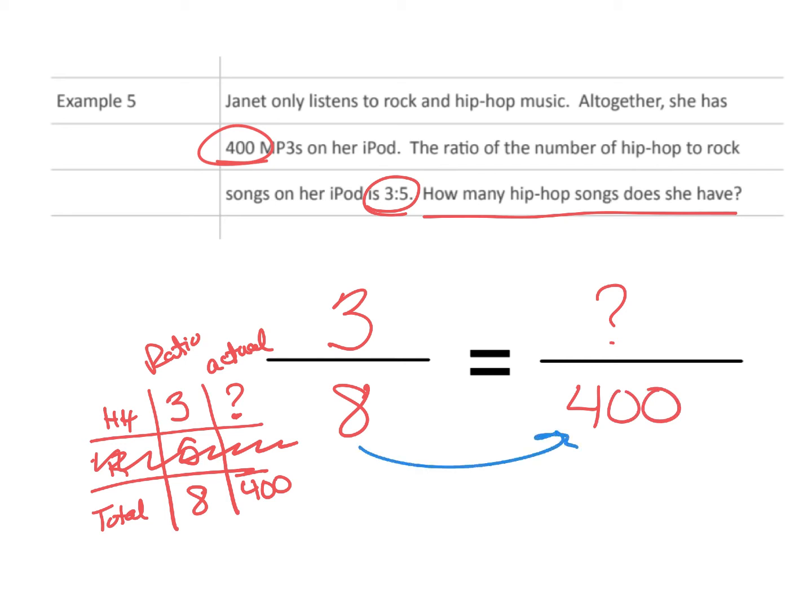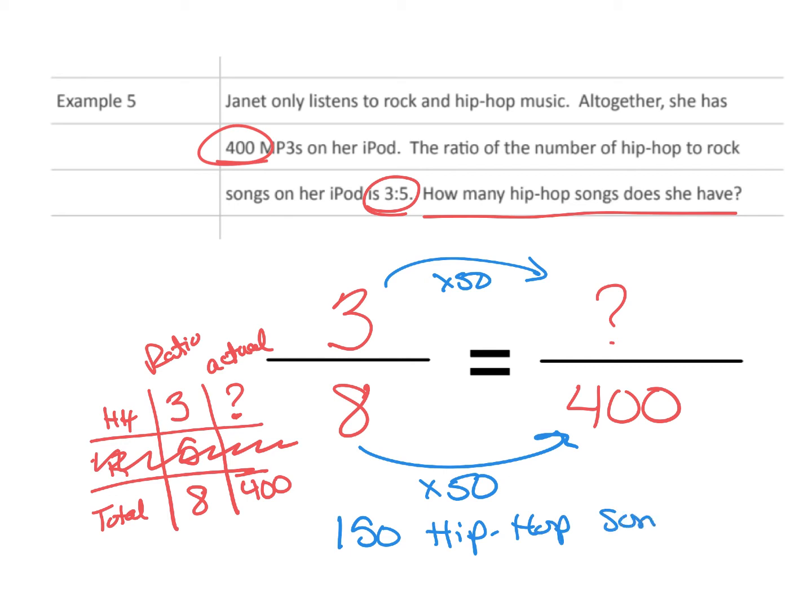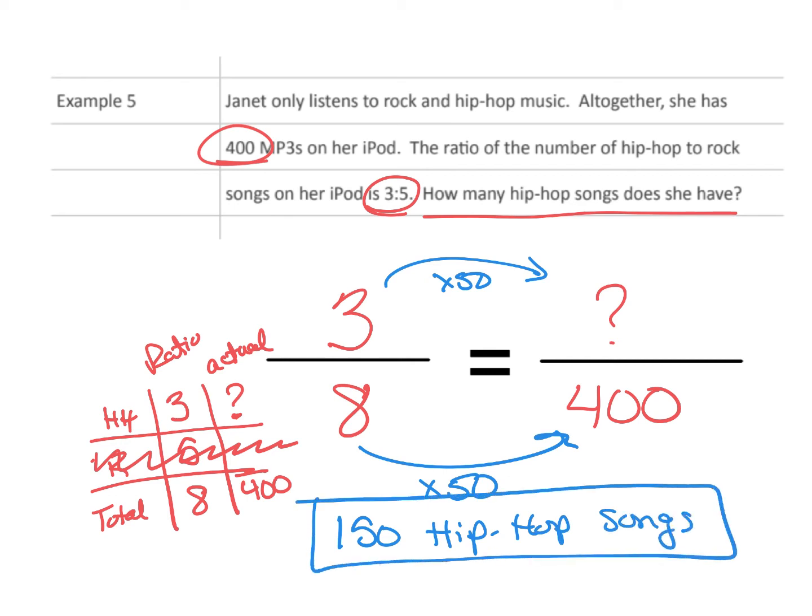So let's see, 400 divided by 8. I'm going to do 8 times 50, and I'm going to double check to make sure it works, and it does. So 3 times 50, she has 150 hip-hop songs. And there's our answer. So this little table helped us set up our proportions.